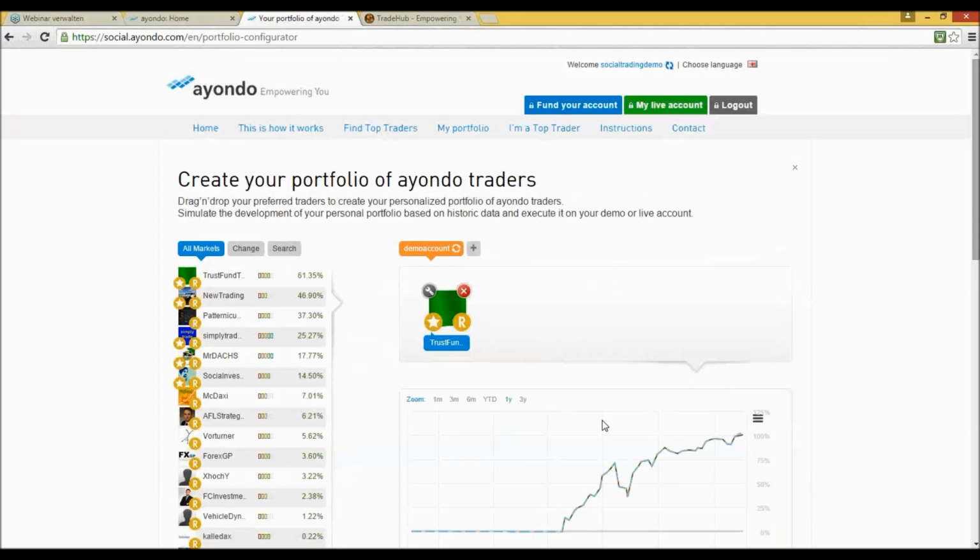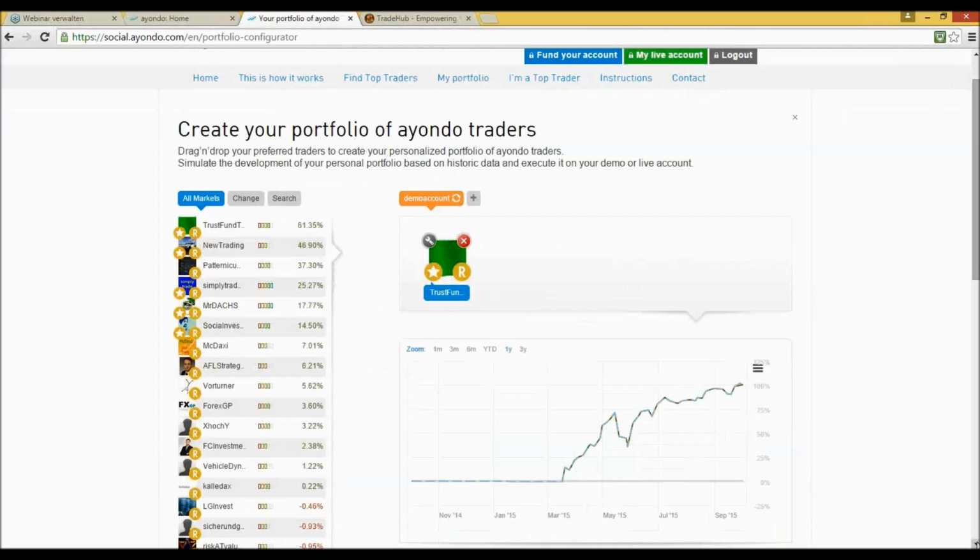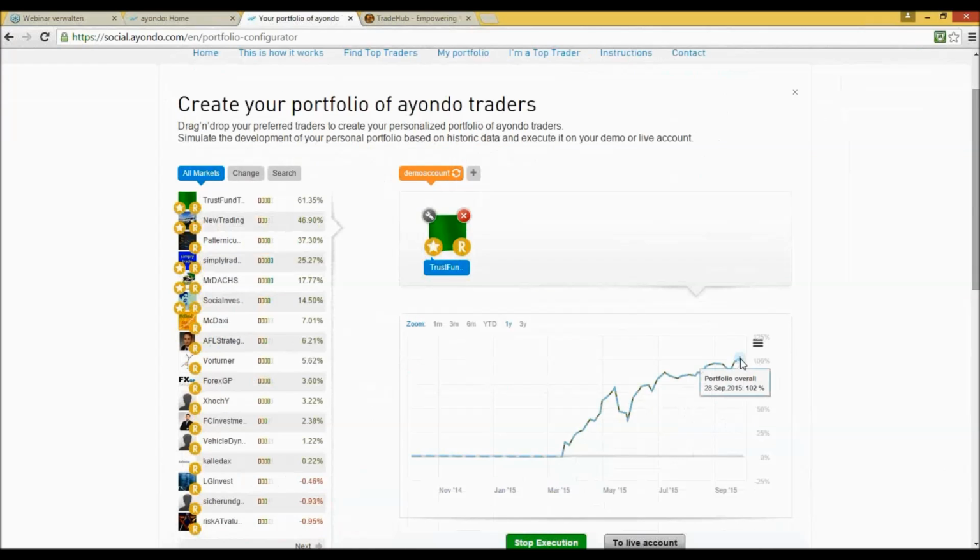So he's been added to my portfolio, and we can see his performance here on the chart below. At the moment you can see there should be a blue line and a staggered green line. That's because I only have one trader, and that's my overall portfolio performance. Once we start adding more traders, we'll be building our own sort of profit line, and you'll be able to see an individual breakdown of the traders.